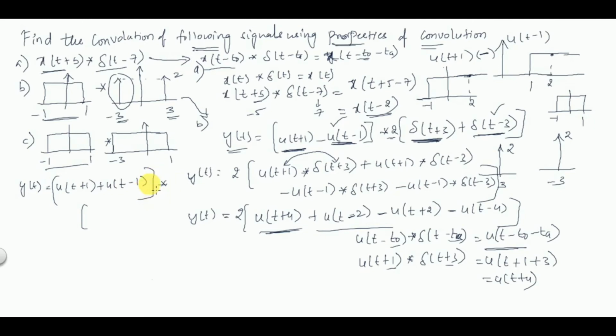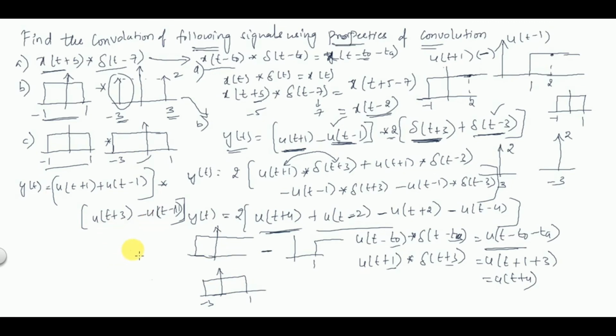So how can we write this signal? It starts from minus 3, so u of t plus 3 minus u of t minus 1, because u of t plus 3 starts from minus 3 and ends at infinity, and similarly minus u of t minus 1 starts at 1 and ends at infinity. So the difference between these two will be from minus 3 to 1. So that is the signal we have, so we can write it like this.